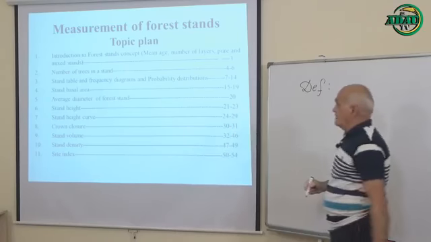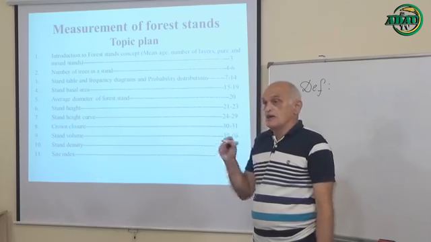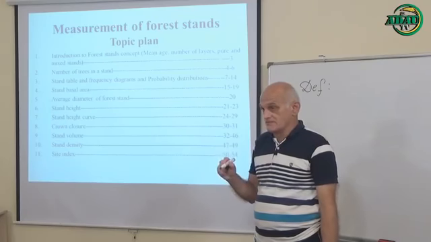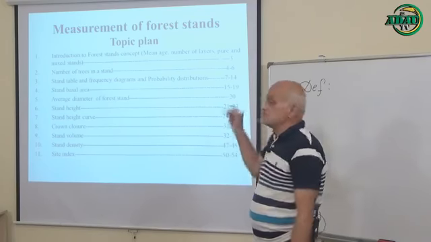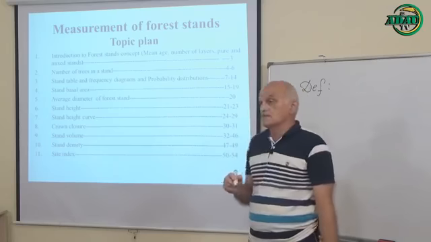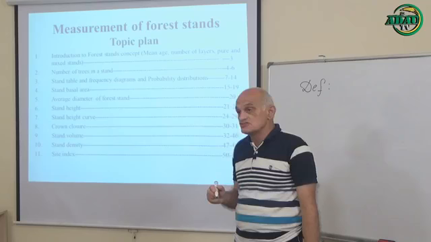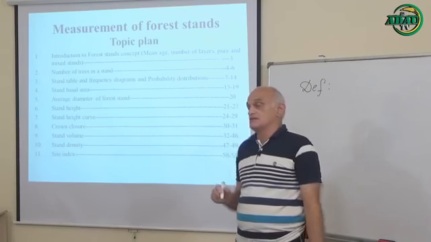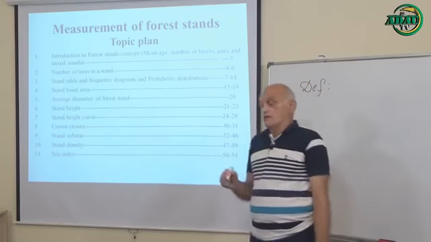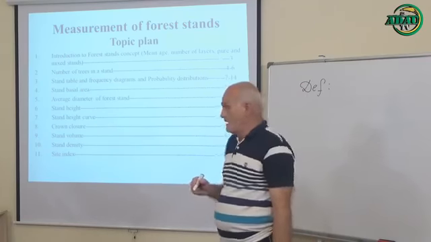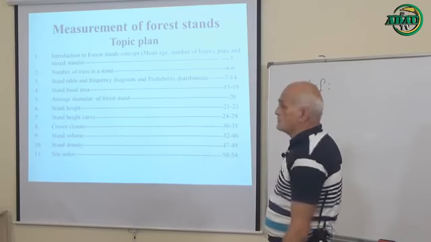The forest stand is the most homogeneous part of the forestry. Homogeneous by age structure, homogeneous by number of layers, homogeneous by species composition, homogeneous by environmental condition, and homogeneous by growing conditions.